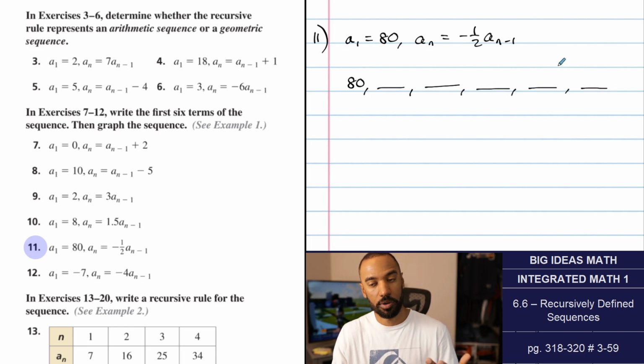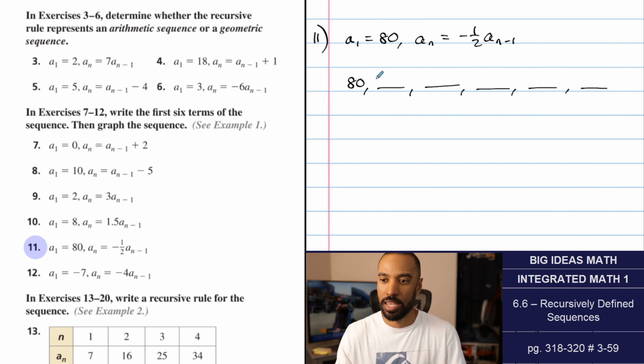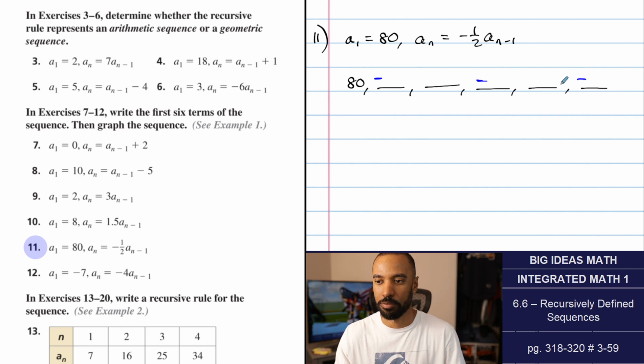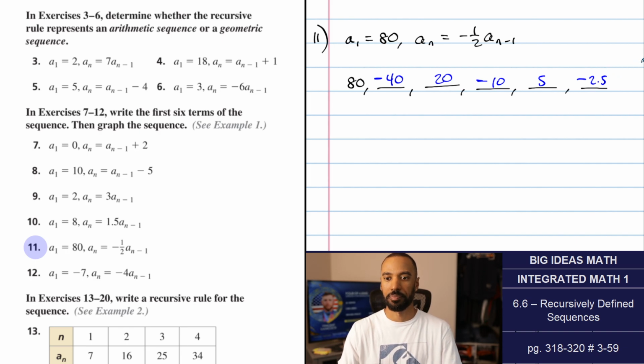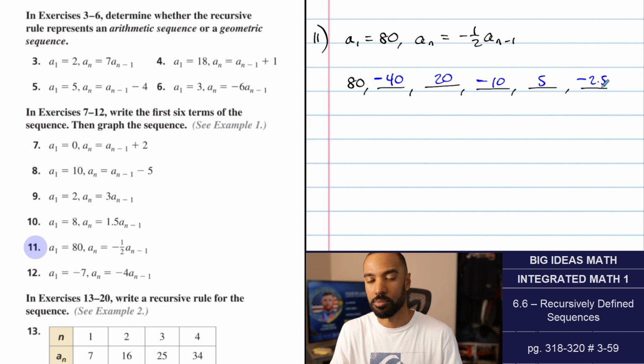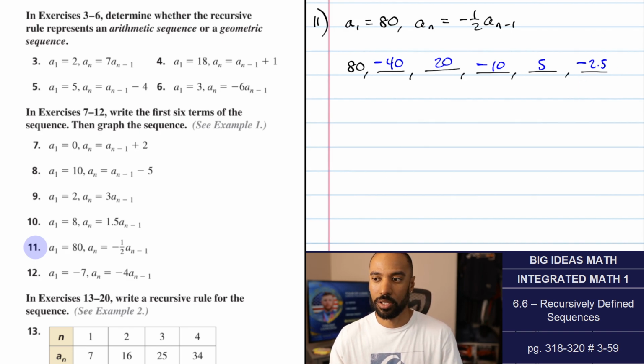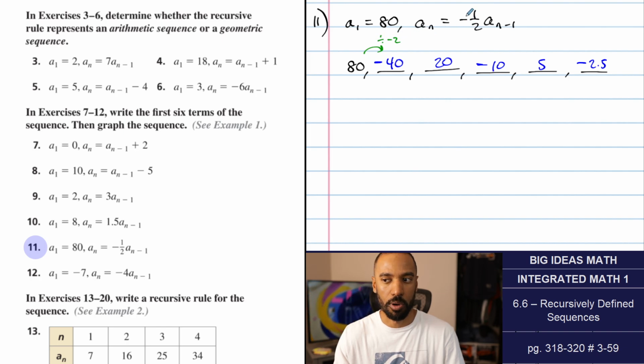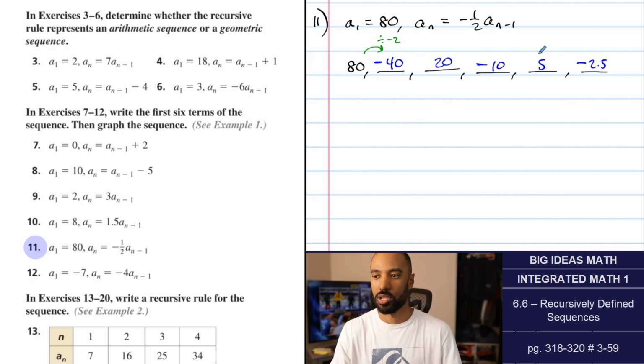We need the second, third, fourth, fifth, and sixth terms. If I wanted to go super fast, I would say this is negative, that's positive, this is negative, that's positive, this is negative, and then I divide them by 2. 80 divided by 2, 40 divided by 2, 20 divided by 2, 10 divided by 2, and 5 divided by 2. I'll just put negative 2.5 for that one, or negative 5/2. It's an either-or thing. But those are the next 6 terms. So you can still do it really quickly as long as you make sense of how that rule is going. Divide by negative 2, multiply by negative 1/2.